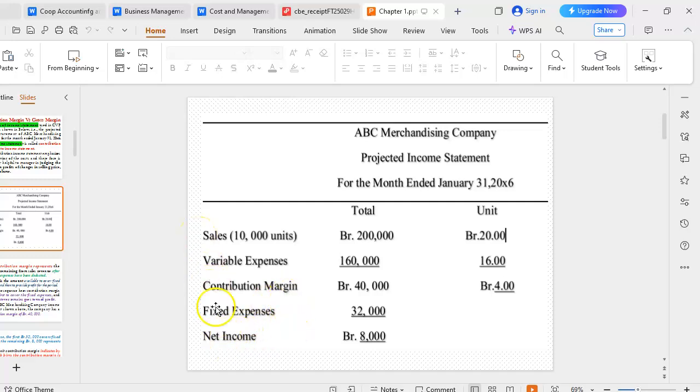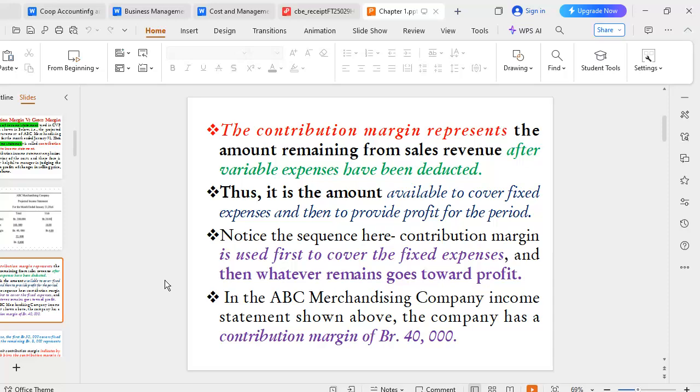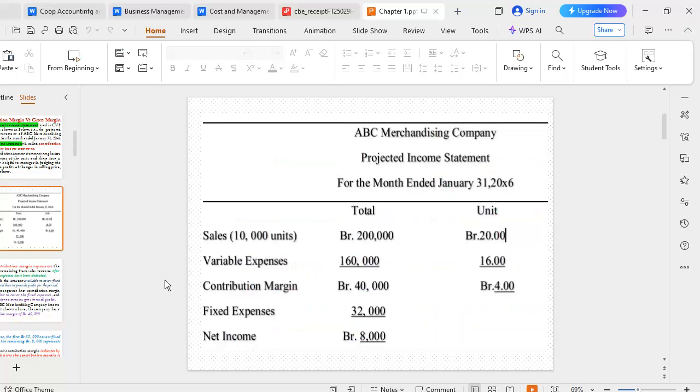This approach is generally known as the contribution approach to income statements. Thus, it is the amount available to cover the fixed expense and then provide profit for the period. The sequence here: contribution margin is used first to cover the fixed expense, and then whatever remains goes toward profit. In the ABC Merchandising Company income statement shown above, the company has a contribution margin of 40,000.